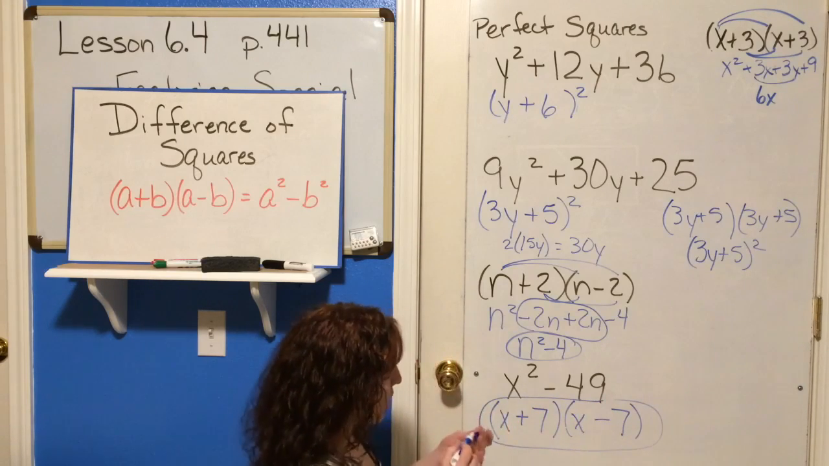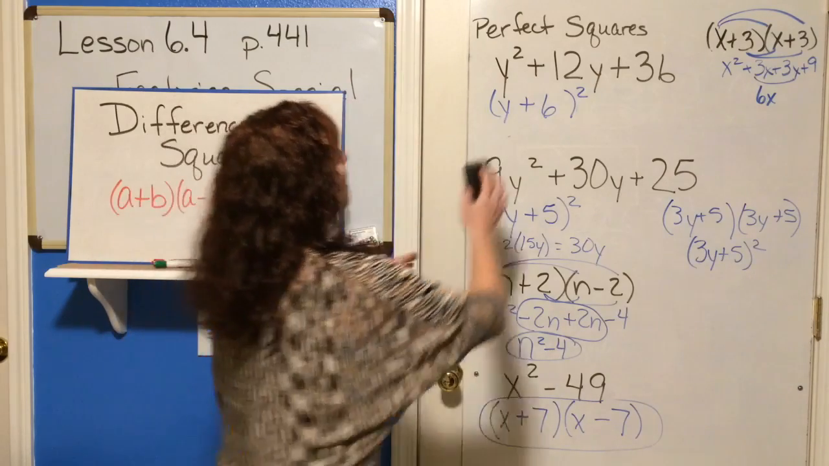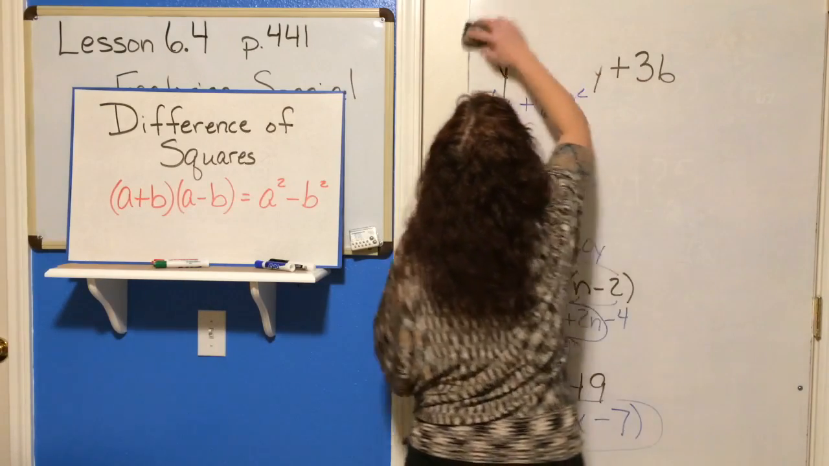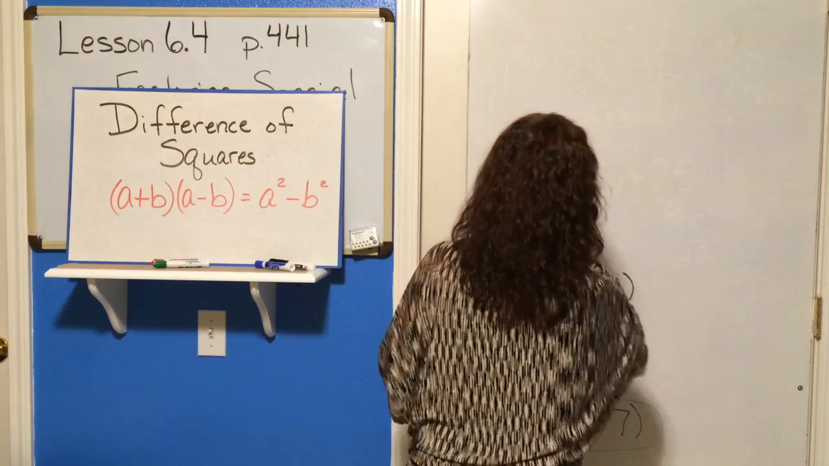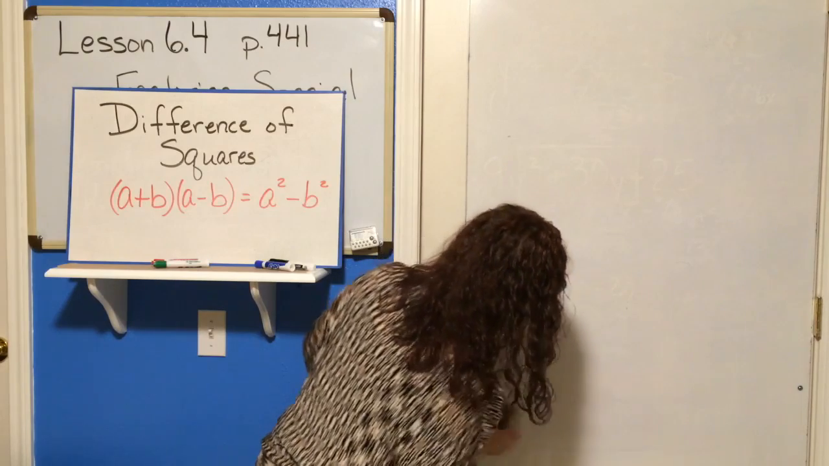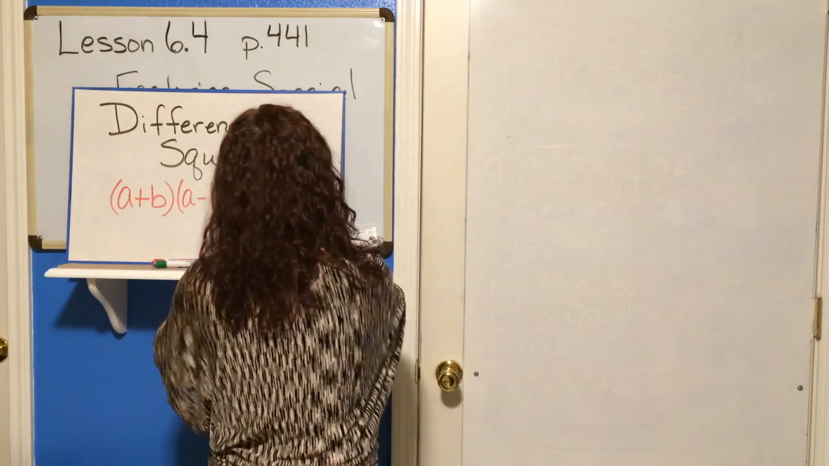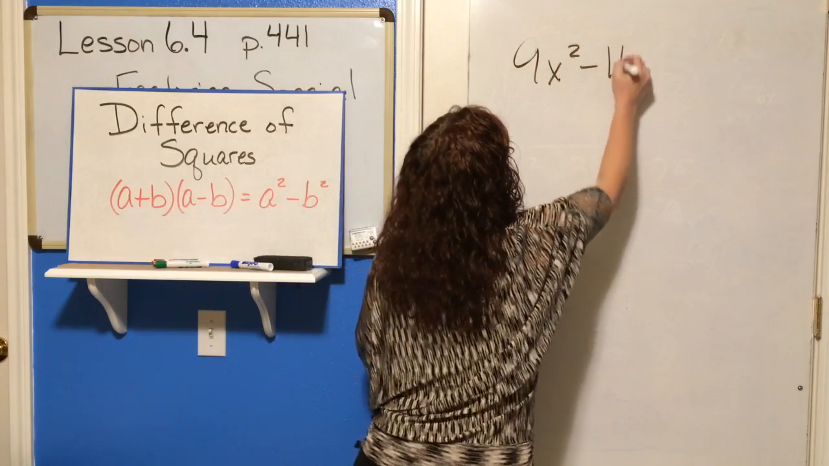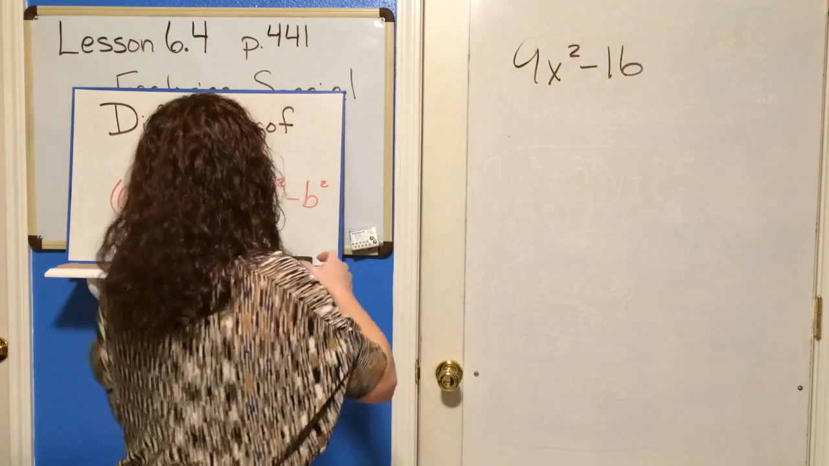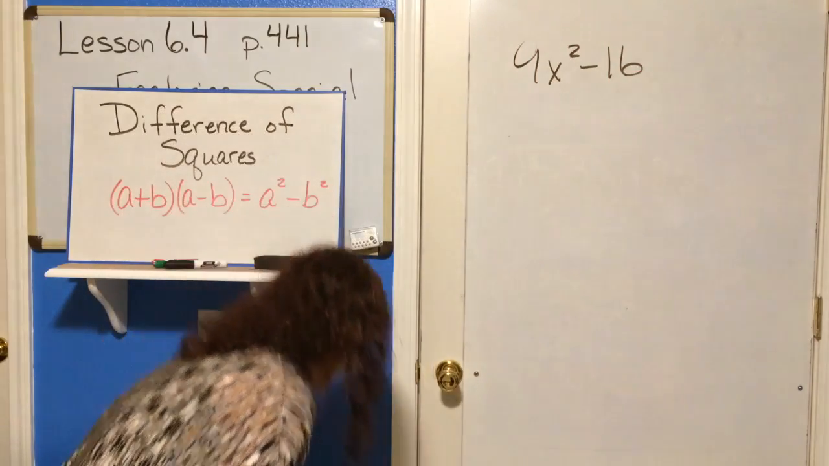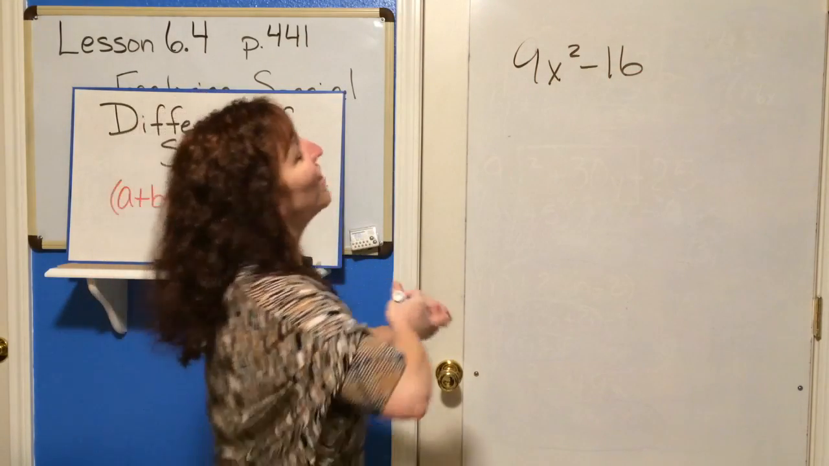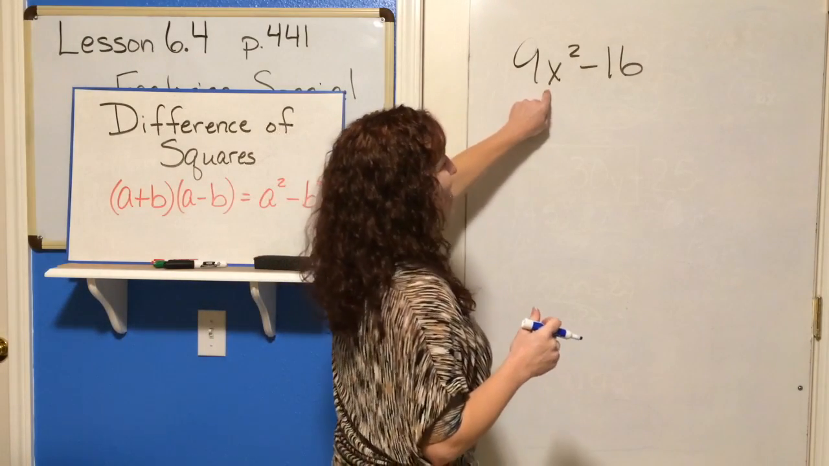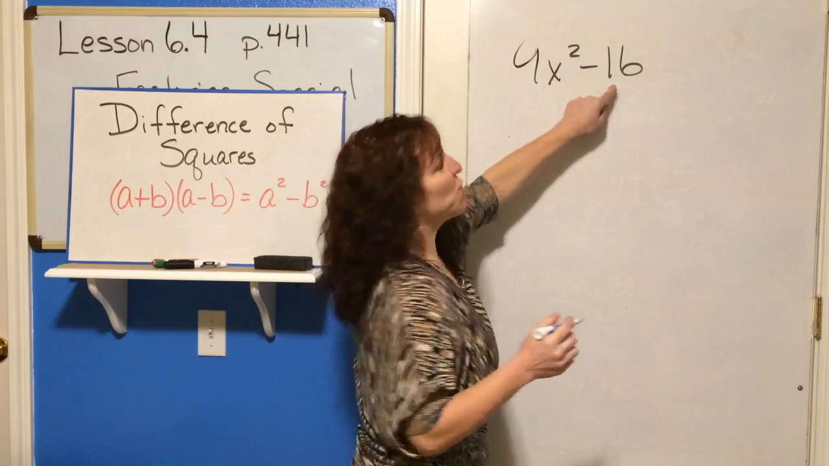Okay, let's do another one of those. What about 9x squared minus 16? All right, see if you can do that one on your own real quick while I'm writing it down. 9x squared minus 16. All right, so hopefully you can just see immediately, oh, that's a perfect square minus a perfect square, right? Because 9 is 3 times 3, x squared is x times x, and 16 is 4 times 4.